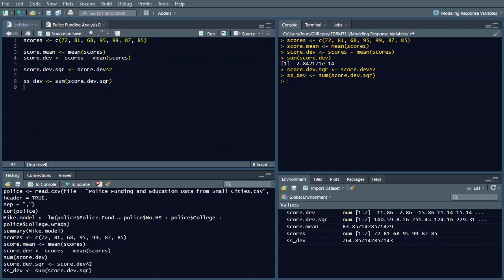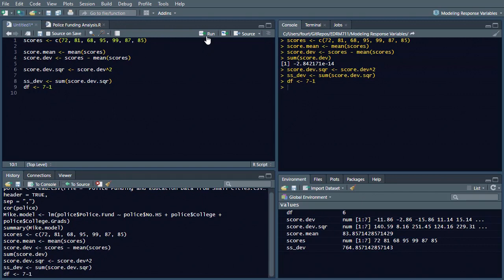So if I take that sum of squares deviation and divide it by n minus 1, first of all, let me put down that degrees of freedom is n minus 1, which in this case is 7 minus 1. There are 7 scores, so the degrees of freedom is 7 minus 1. And so now, if I take the sum of squares and divide it by the degrees of freedom, that's the variance. And the variance actually has a special name. We call it mean square.